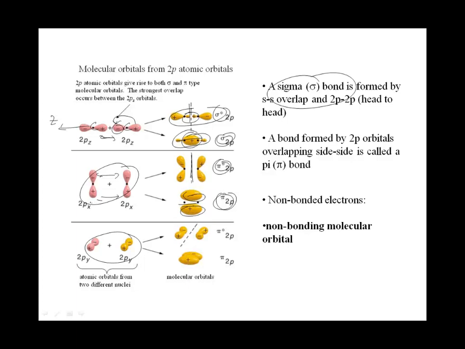And that's for the px, and of course the py is perpendicular to that. It's, if you like, coming out at the projector from us, and you get exactly the same type of interactions. You can get constructive overlap here, giving you a bonding orbital, and you can get destructive, giving you an antibonding orbital. Okay, so again, for your notes, this is pretty much covered here. This is a sigma bond, and a bond formed by the p orbitals overlapping side by side, that's a pi bond.